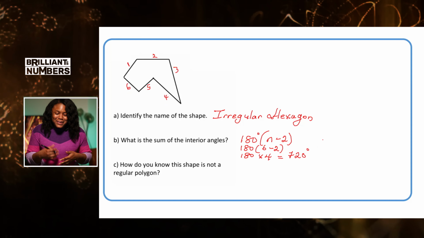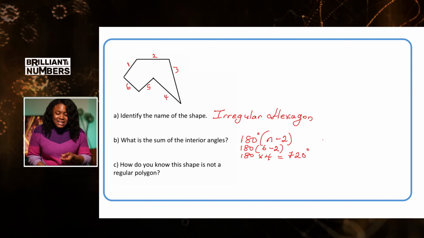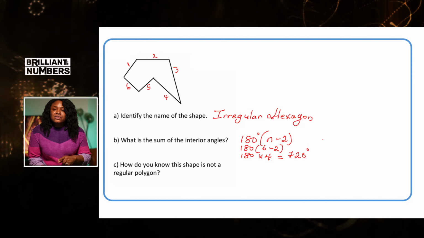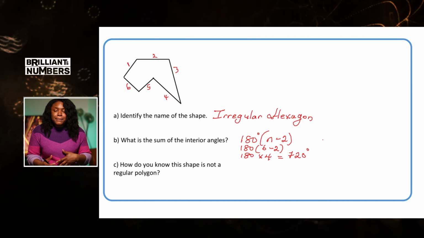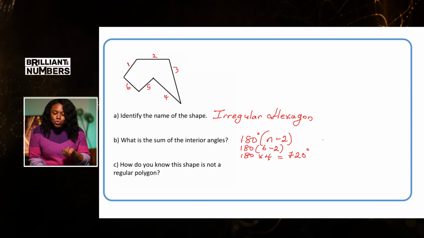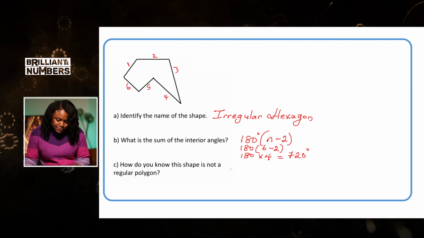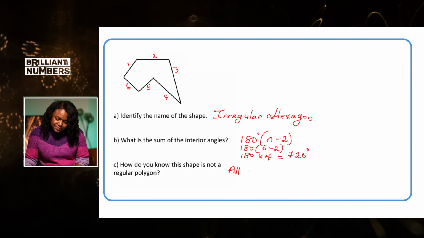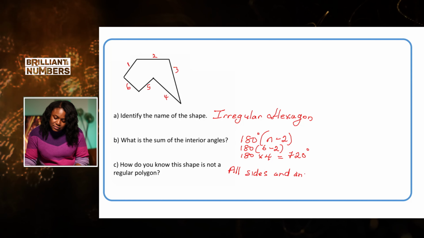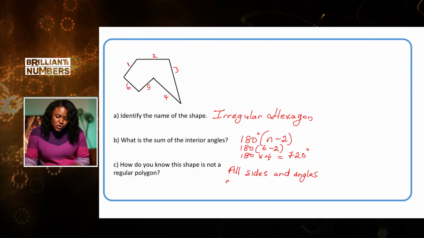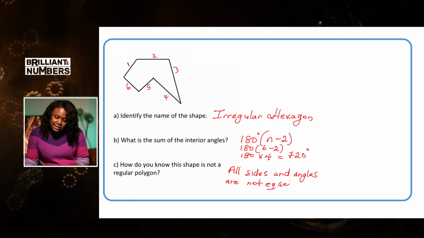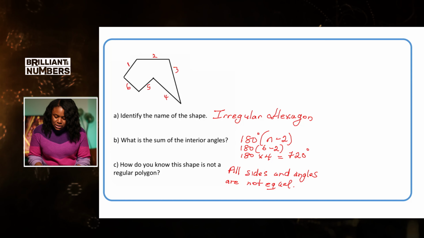How do you know this shape is not a regular polygon? I kind of gave that away just now on the first question, and the answer is because all the sides and all the angles are not equal. So remember, in a regular polygon, all angles and all sides are always equal. So answer, all sides and angles are not equal. So the sides and the angles are not equal.